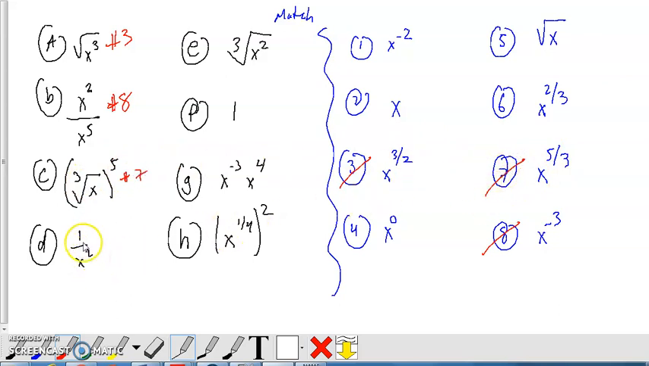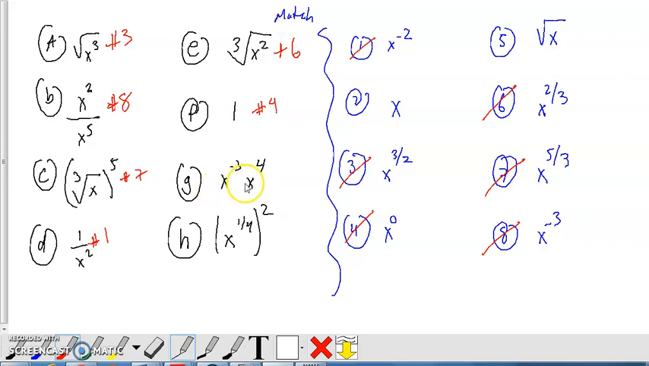When we switch 1 over x to the power of 2, D is going to match up with number 1 because of our knowledge of negative exponents. 2 is our exponent, 3 is the radical number, so 2/3. So number 6 is going to be E. Bam. F, that was a little trickier, but anything to the power of 0 is always equal to 1. So this has to be number 4.